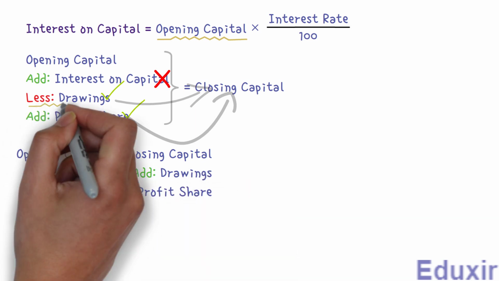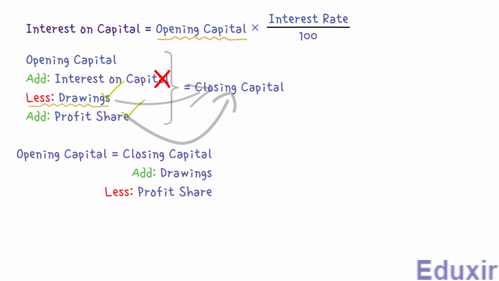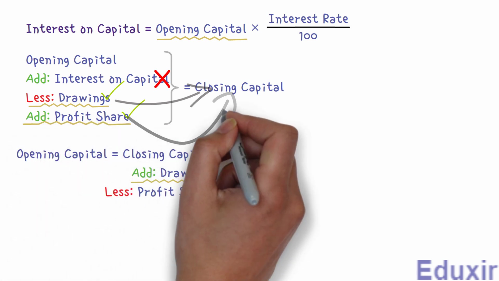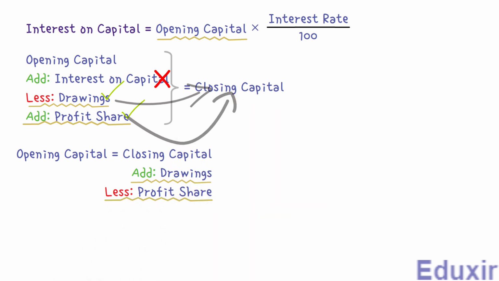See, we are lessening the drawings on the left hand side. So if we send the drawings to the right, we should add the drawings. Similarly, we are adding the profit share on the left side. So if we send the profit share to the right, we should lessen it. So to calculate the opening capital, we need to know the closing capital, the drawings and the profit share of each partner.